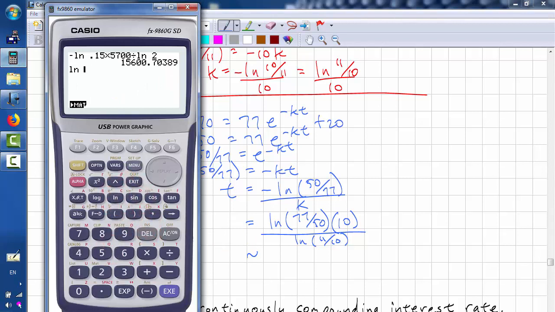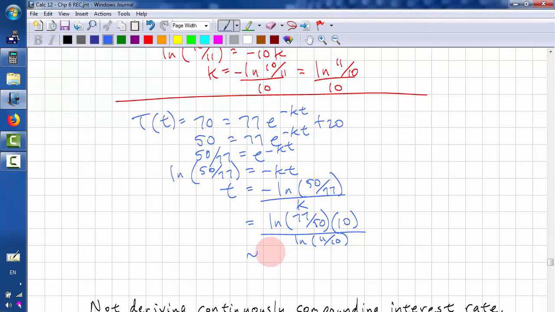We can plug that into the calculator. Ln of 77 divided by 50, times 10, divided by ln of 11 divided by 10. Okay, and we got 45.3 minutes.